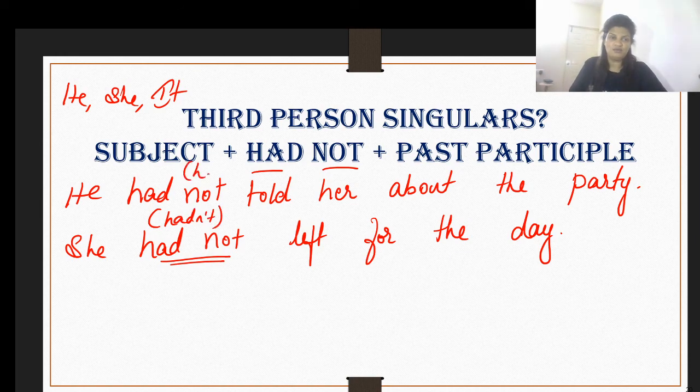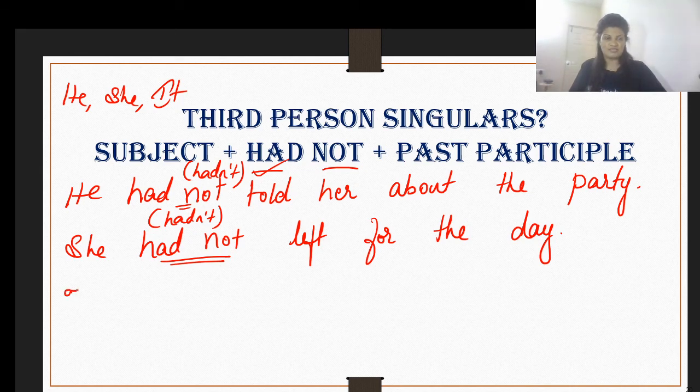Hadn't. The only difference is it will be considered informal. Had not is considered formal and academically correct. Hadn't is not incorrect though, but it is better to use split words rather than contracted forms. While you're speaking, contracted forms are totally fine, but when you are writing, try and avoid the contracted forms.